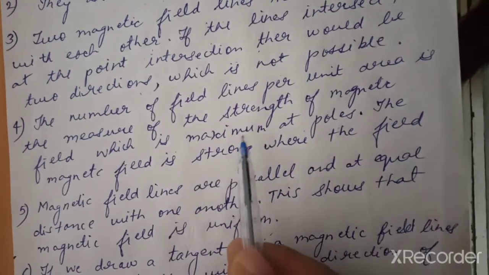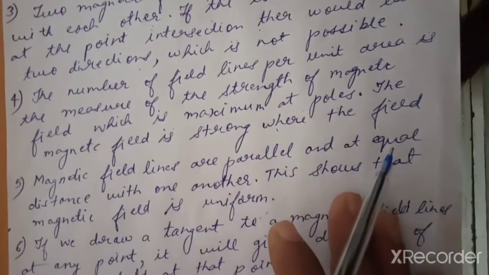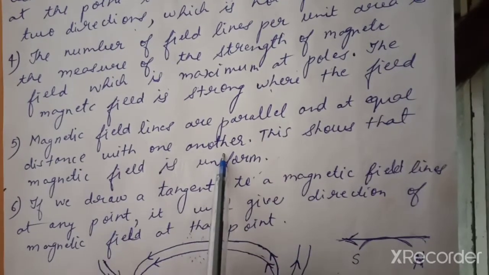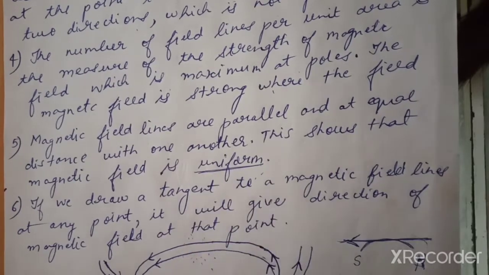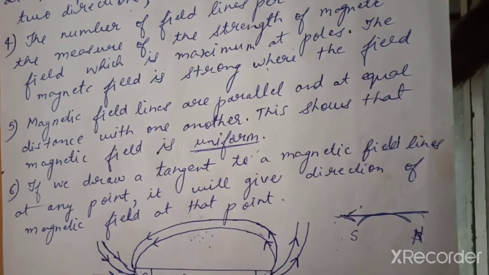The number of magnetic field lines per unit area measures the strength of the magnetic field. The closer to the magnet, the stronger the magnetic field, but as we go away, the magnetic field goes on decreasing. Magnetic field lines are parallel and at equal distance from one another. This shows that the magnetic field is uniform. If we draw a tangent to the magnetic field line, this tangent will show the direction of the magnetic field.